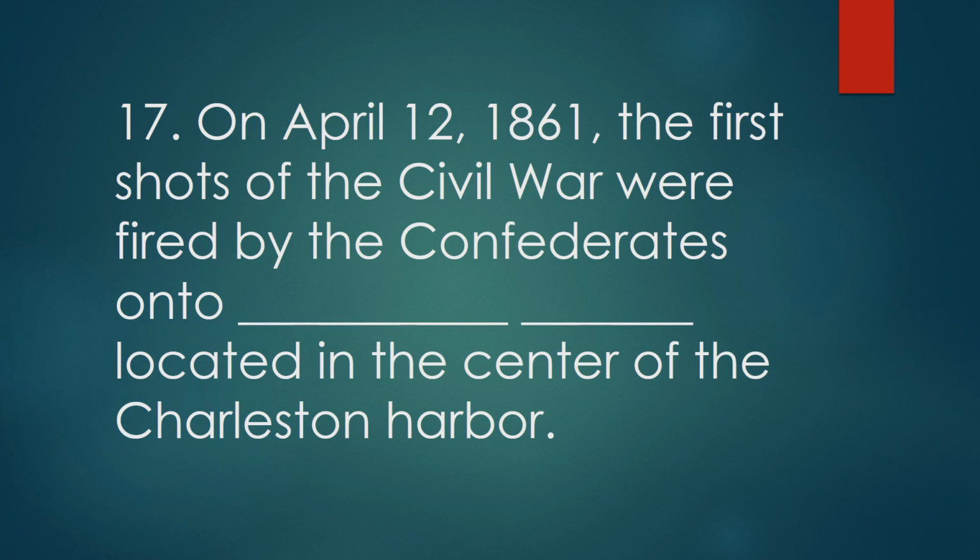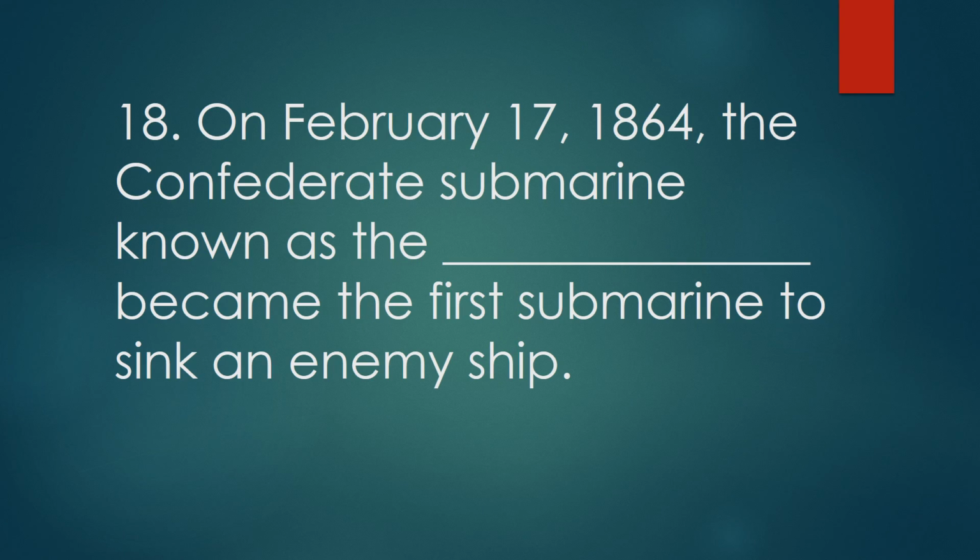17. On April 12, 1861, the first shots of the Civil War were fired by the Confederates onto located in the center of Charleston Harbor. On February 17, 1864, the Confederate submarine known as became the first submarine to sink an enemy ship.